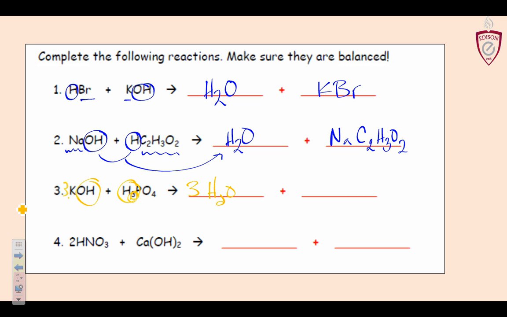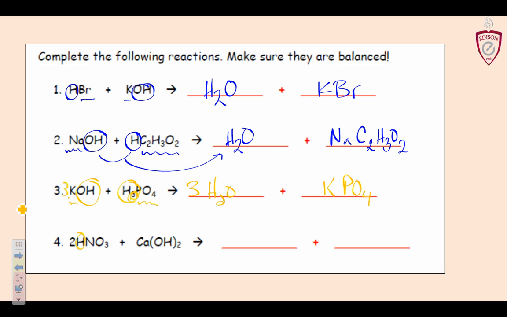And then he's got to make his salt. K3PO4, potassium phosphate, which is a salt, even though it's not the type of salt we want to put on our food. It would probably hurt you. Next, last one here, we got 2HNO3.